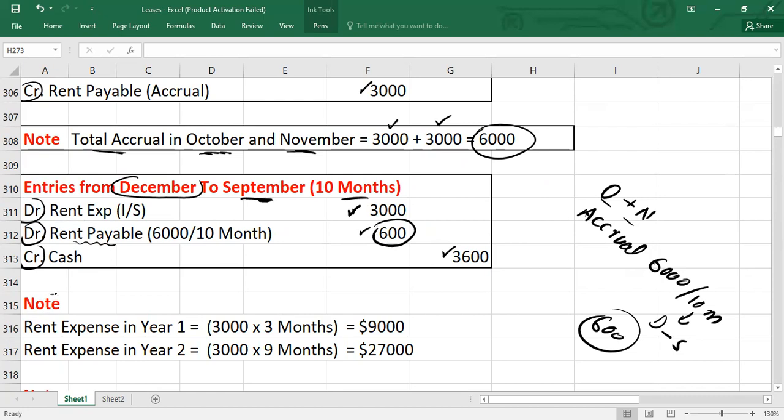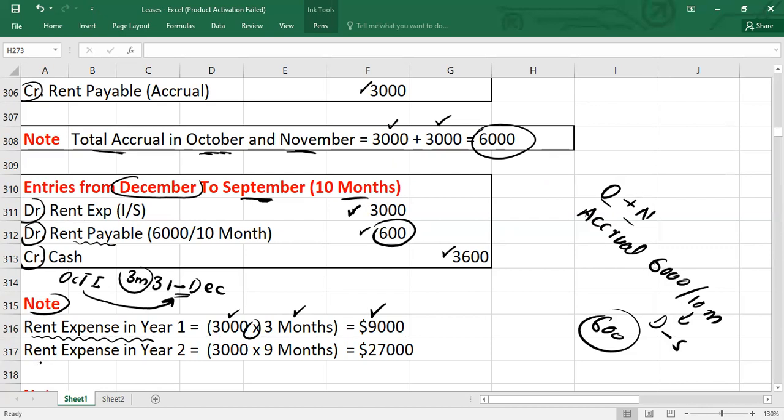Now in the question, maybe they will ask you what the rent expense is in year one. I'm assuming our year end is 31st December, and you entered into the lease on October 1st. From October 1st till 31st December, we have 3 months: October itself, November and December. You have recorded a monthly expense of 3,000 times 3 months. It means your expense in the first year should be $9,000.